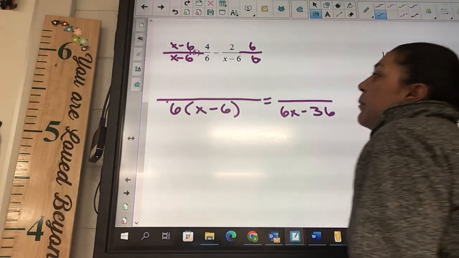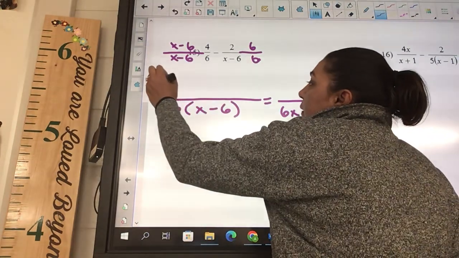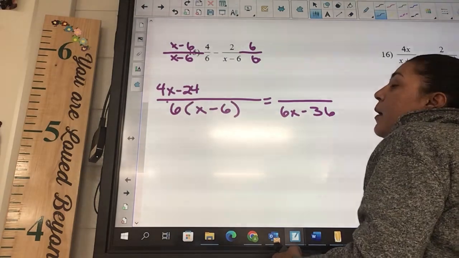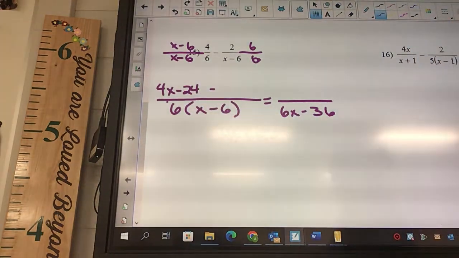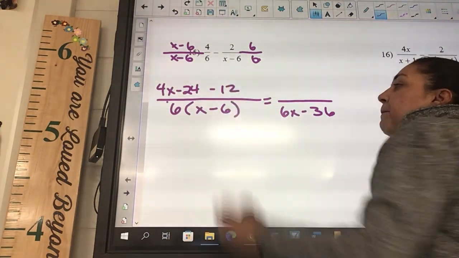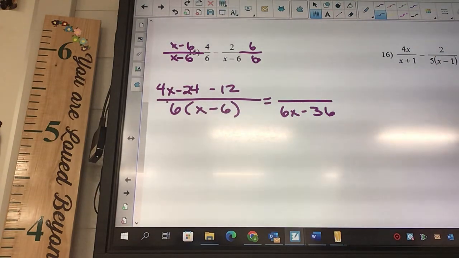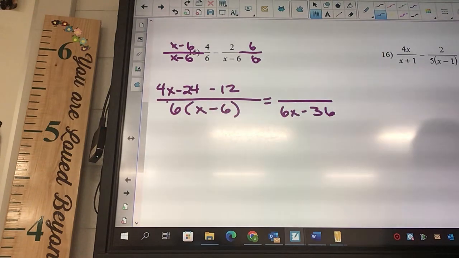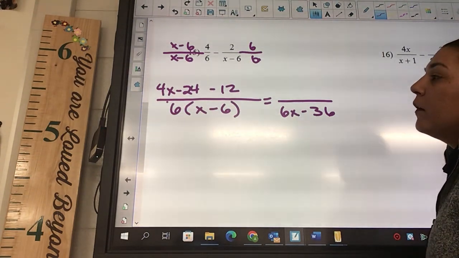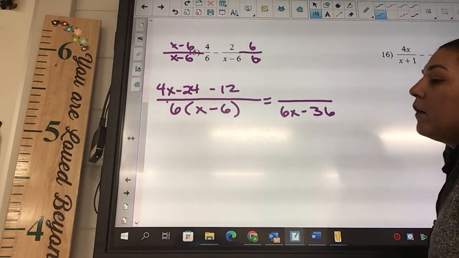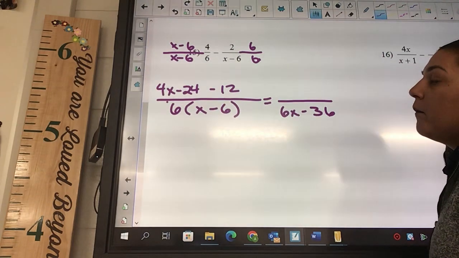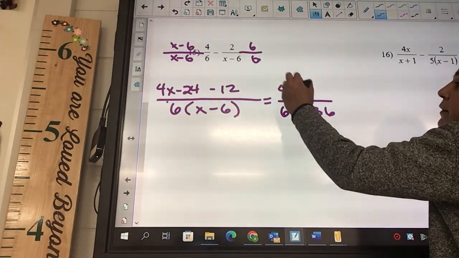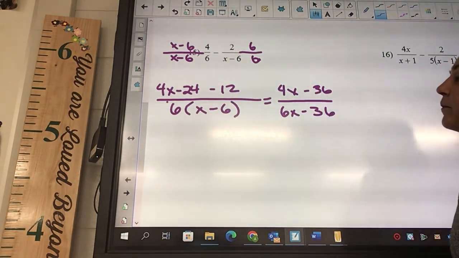On the top, I'm going to get 4x minus 24 minus what? 12, perfect. And then what can we combine? So what am I going to get for that? Negative 36. Good. 4x minus 36.